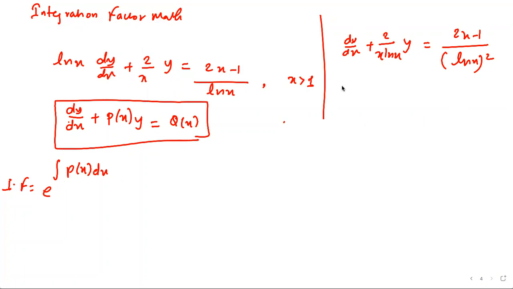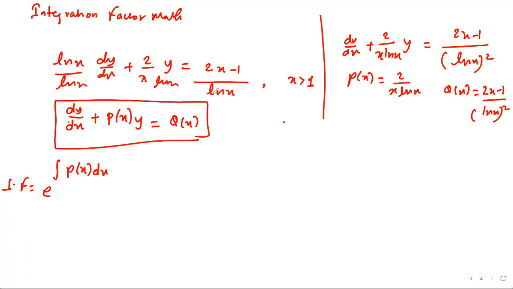Now I'm going to find the integration factor for this. So identify p of x as 2 over x ln x and q of x as 2x minus 1 over ln x the whole square. So this I basically got by dividing the entire thing, both sides, by ln x, each term. So you notice that this is what you get here. Now, if I integrate 2 over x ln x and raise e to that power, that's your integration factor.